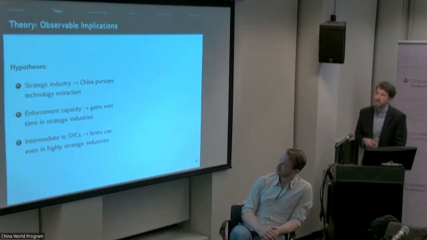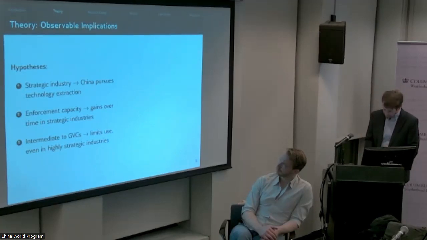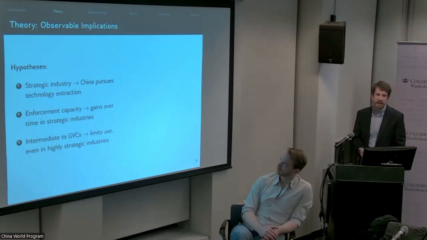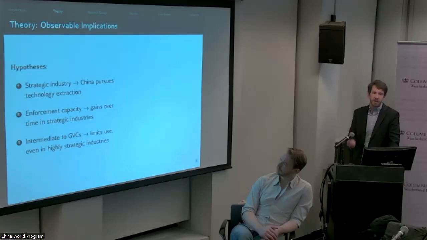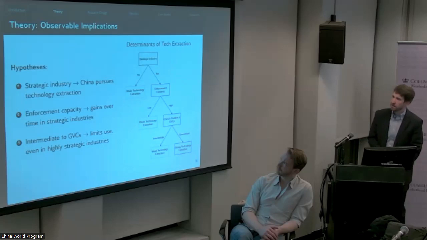All right, so these arguments yield 3 testable hypotheses. The first is that all else equal, China will use technology extraction policies more often in strategic industries than in non-strategic industries. Second, its use of these tools in strategic industries should increase over time following gains in enforcement capacity. And finally, China should be less likely to use tech extraction policies in the subset of strategic industries where it is intermediate to global value chains than in strategic industries in which it is downstream of value chains as a final market. And this just illustrates the basic flow of the argument.